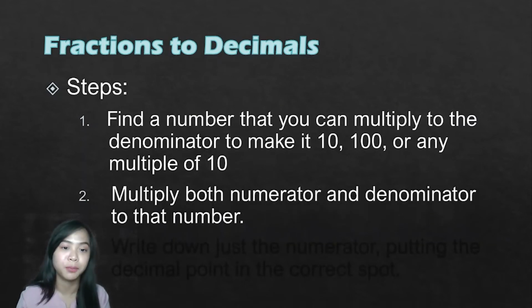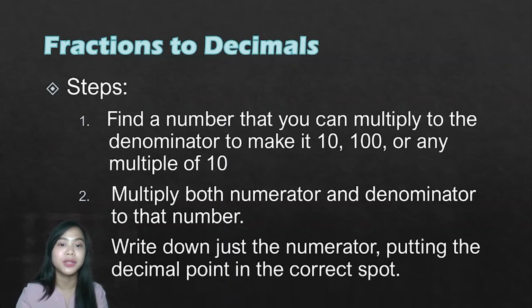Next step, you need to multiply both numerator and denominator by that number. So multiply it by the number that you found, wherein you will have a product of 10 when you multiply it to the denominator. And lastly, you need to write down just the numerator, putting the decimal point in the correct spot. So let's have an example for us to further understand.